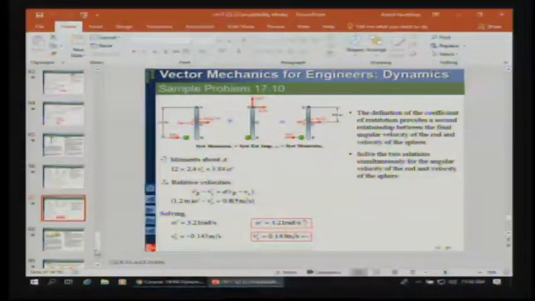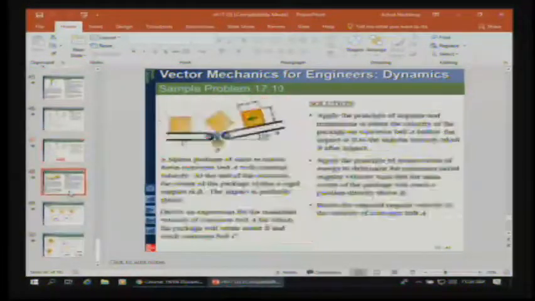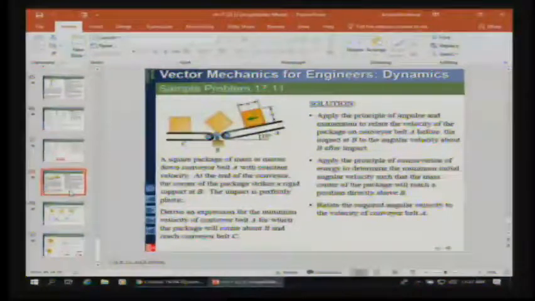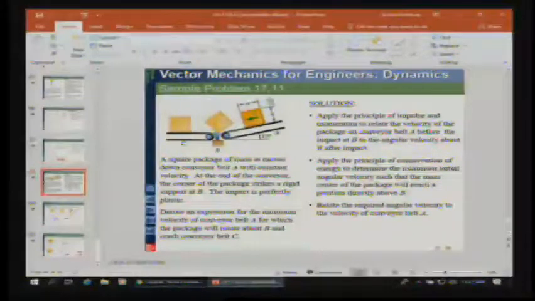All right, and then the last problem that we're going to cover in Chapter 17 is a conveyor belt problem where we have a square package that has a mass m, and it's moving down. So we're moving from the right to the left, and it moves with a constant velocity. At the end of the conveyor, the corner strikes this rigid support. The impact is perfectly plastic.